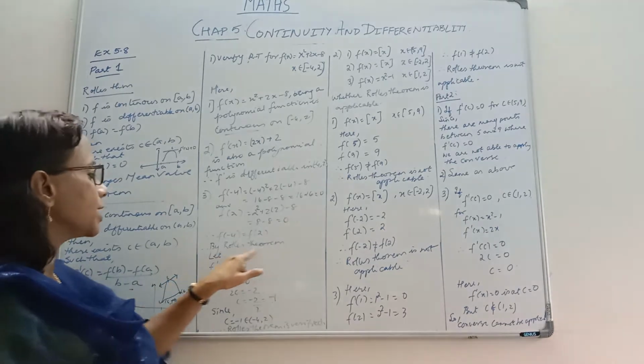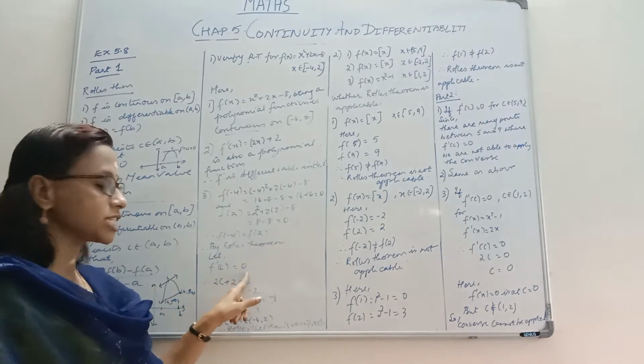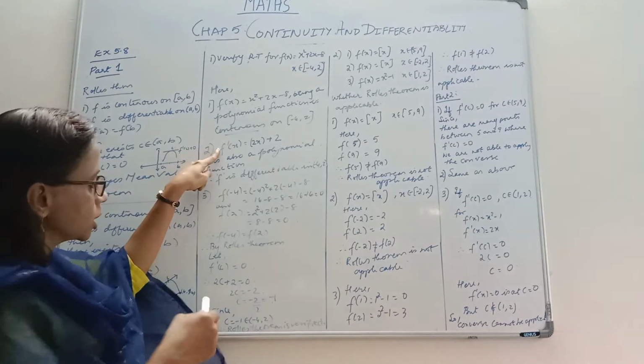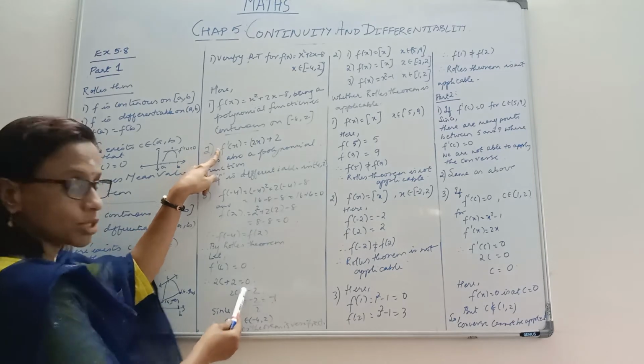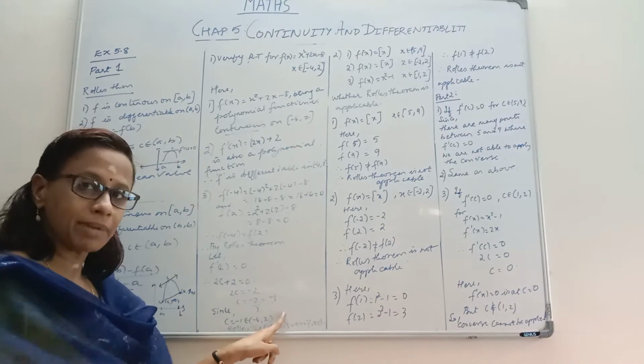As a result, you are able to apply Rolle's theorem, and by Rolle's theorem, let f dash c be equal to 0. Now how do you get f dash? You already have the f dash. So f dash c is 2c plus 2 equal to 0. Let's try to solve it. You are getting the c value as minus 1.